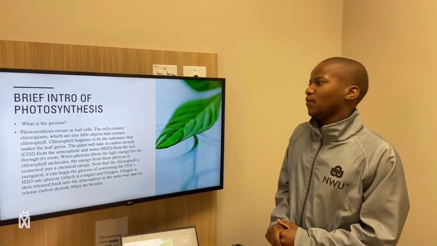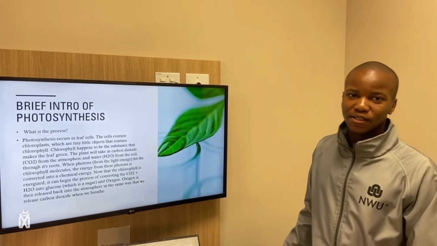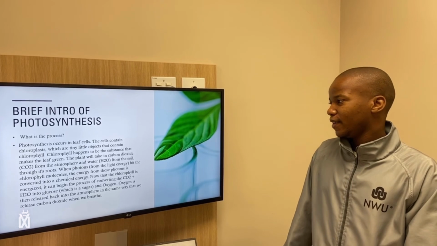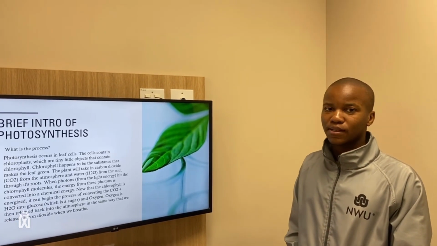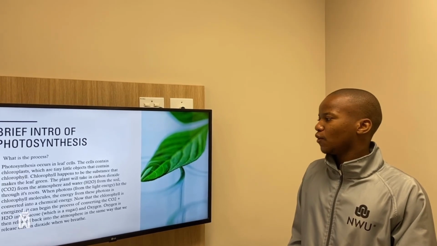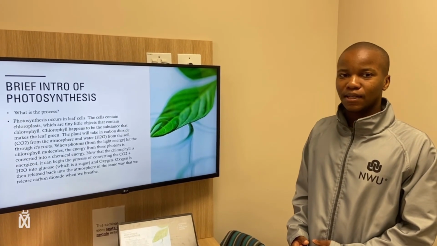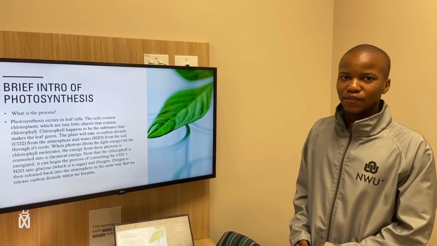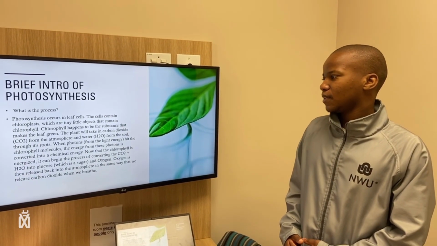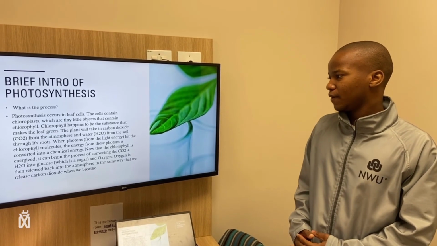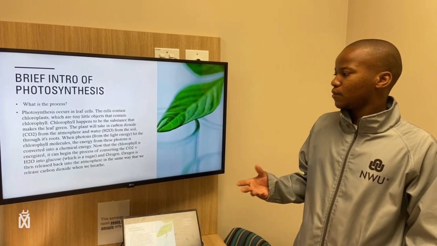Okay, what is photosynthesis? The first thing you have to remember is that photosynthesis only occurs in leaf cells. The cells contain chloroplasts, which are tiny objects that contain chlorophyll, and chlorophyll happens to be the substance that makes the leaf green. So whenever you see a green leaf, just remember that chlorophyll is present and is the one that makes the leaf green.